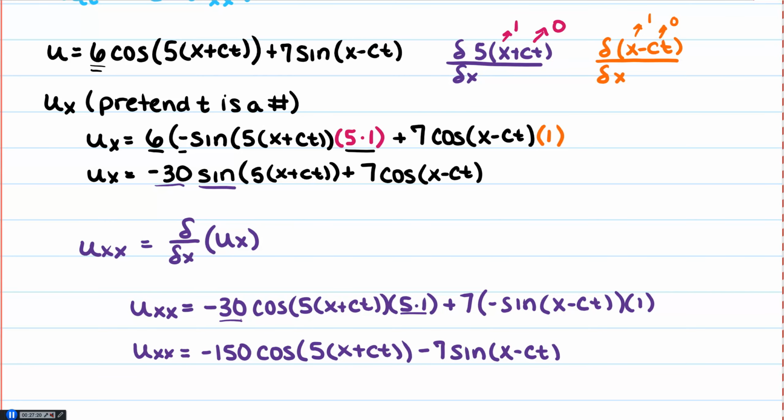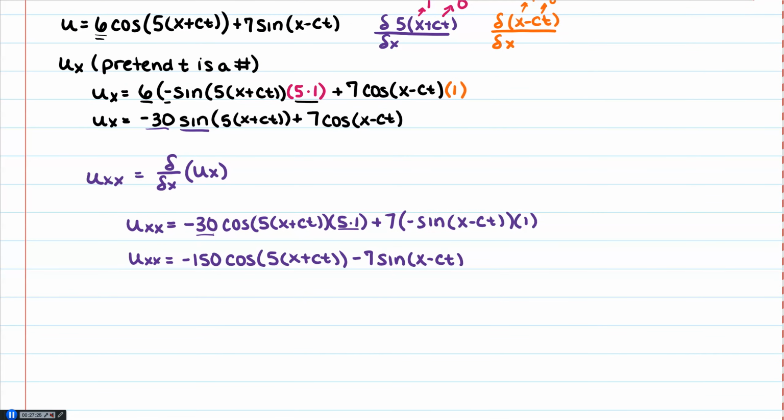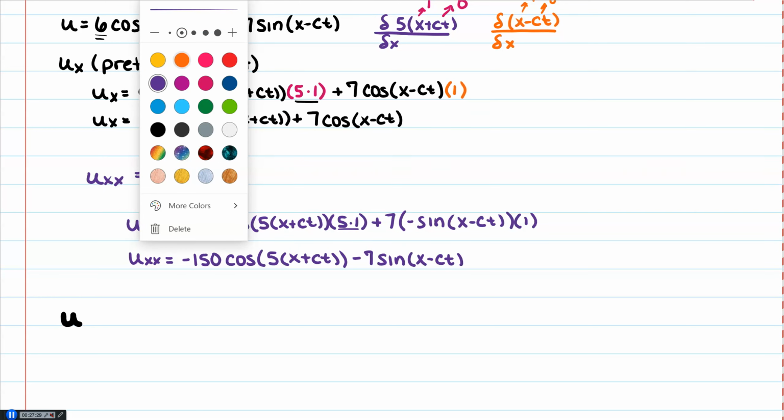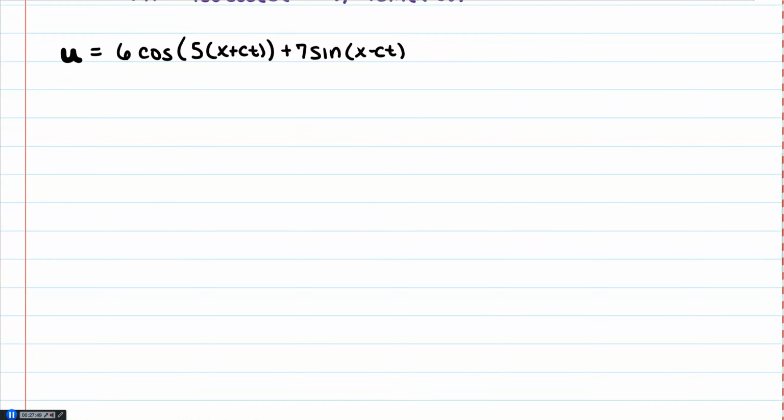Now, we have to take that same u function, which I'm going to just zoom out and kind of copy. So let's restart with u equals 6 cosine of 5(x plus ct) plus 7 sine of (x minus ct). Okay, so now we've got another double derivative to take. We want u sub tt.